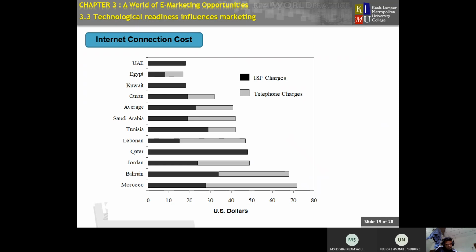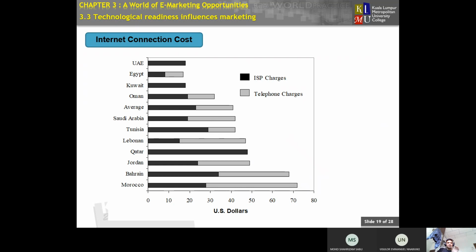It's up to near $50 per month, times 4 ringgit 50 sen, which in Malaysian ringgit is around 200 ringgit per month. We see who is second: Bahrain. Third will be Tunisia, then Morocco, followed by Kuwait and UAE. The cheapest one will be Egypt.